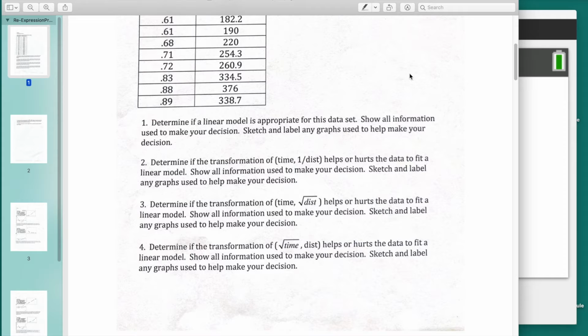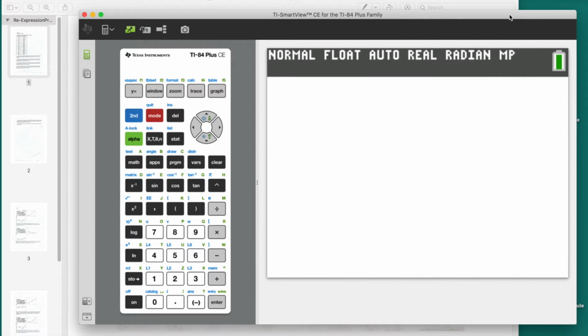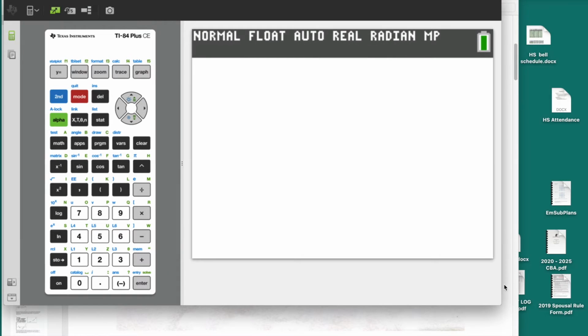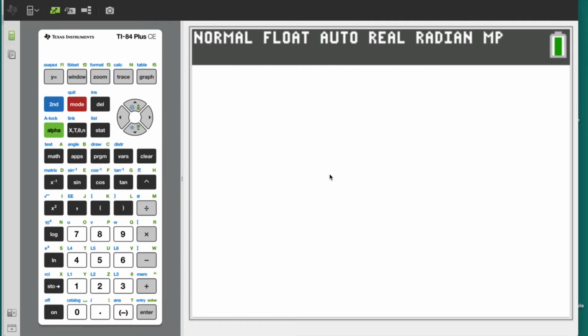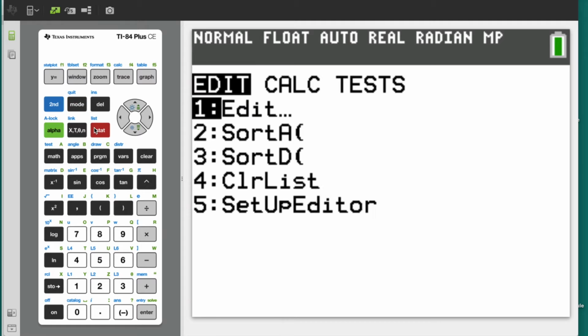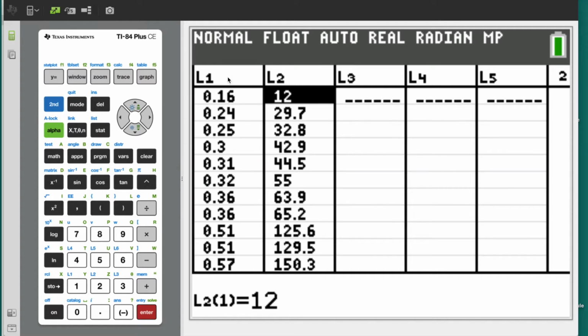And I'm going to be doing all this while looking at the calculator. So I'm on a full screen, my calculator, and have that worksheet out with you so you can follow along and have the answer so you can see how I'm getting my work. So I have it in L1 and L2. I have the time in L1, the distance in L2.